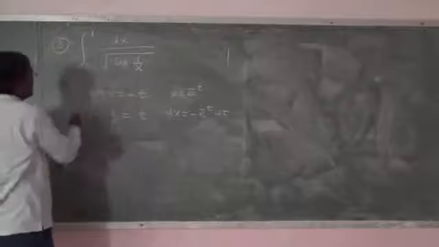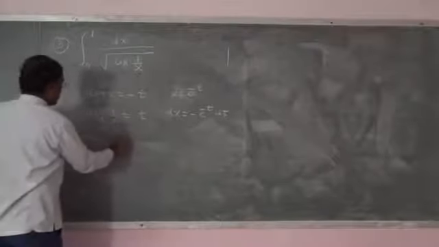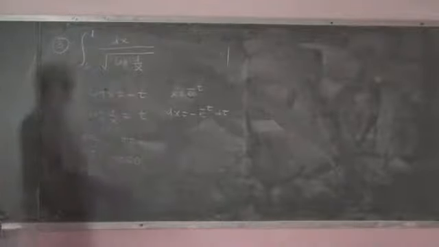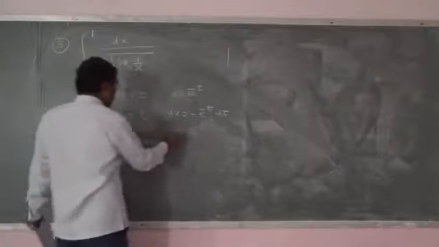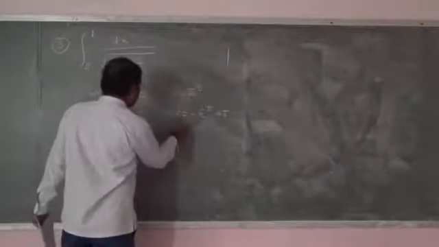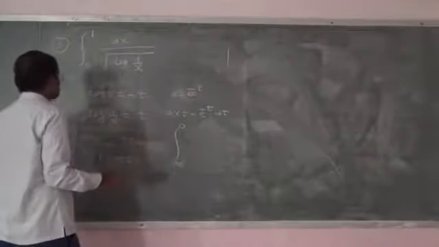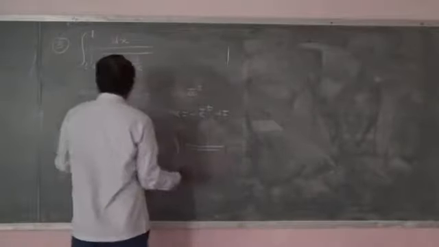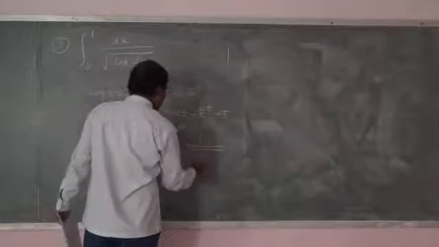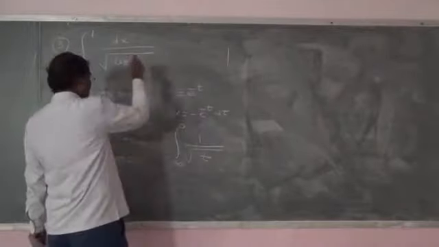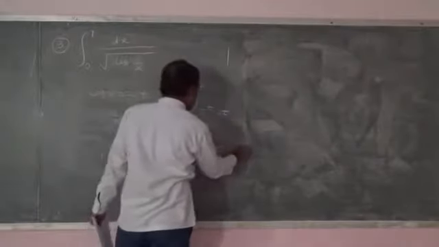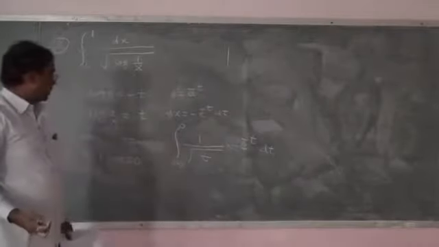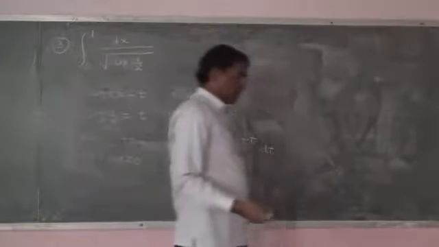Substitute all these values, and again the limits change. When x is equal to 0, t is equal to infinity, and when x is equal to 1, t is equal to 0. Now the given question becomes integral infinity to 0, 1 divided by under root log 1 by x. Log 1 by x is t already, and dx is minus e raised to minus t dt, so we have 1 by root t times minus e raised to minus t dt.